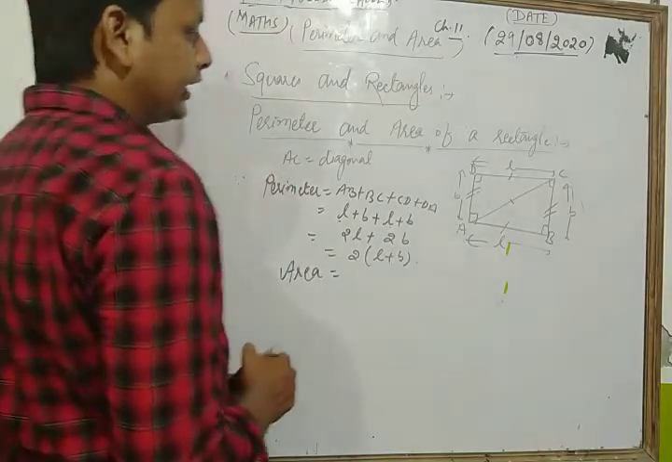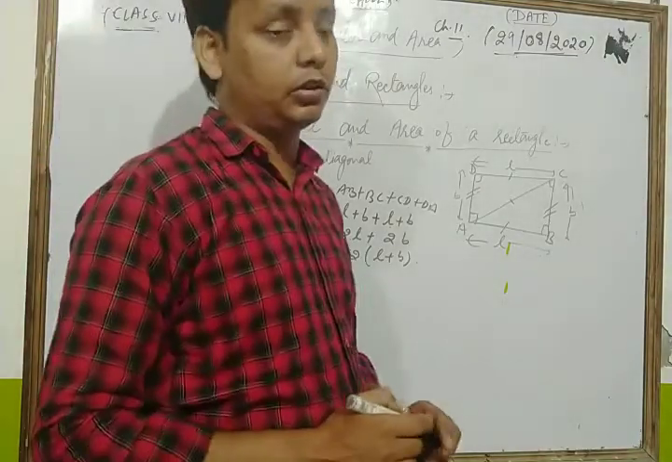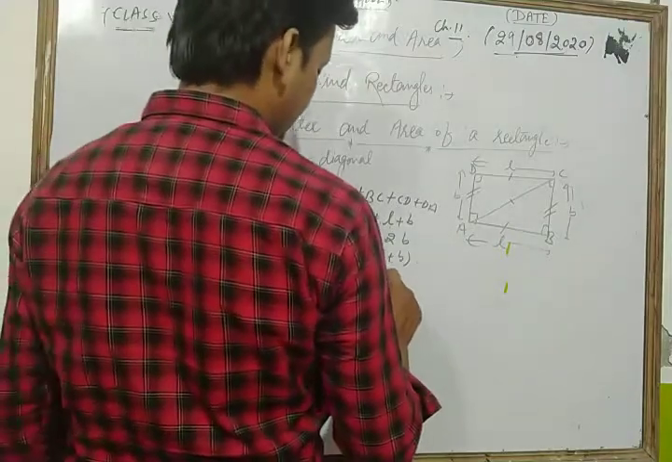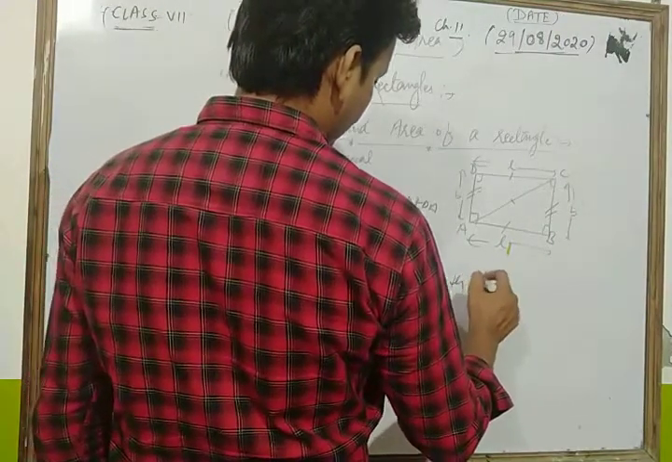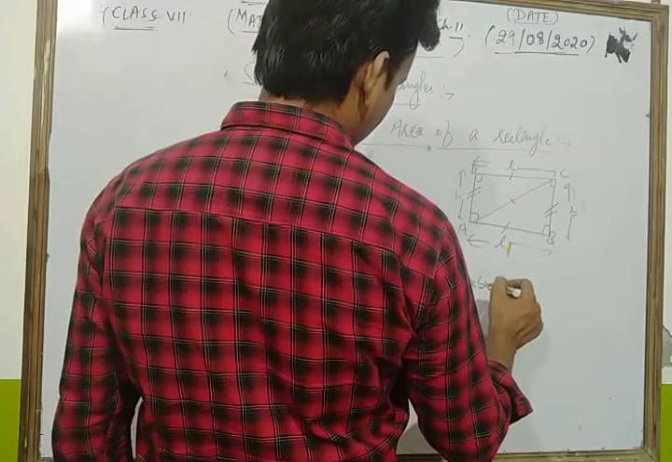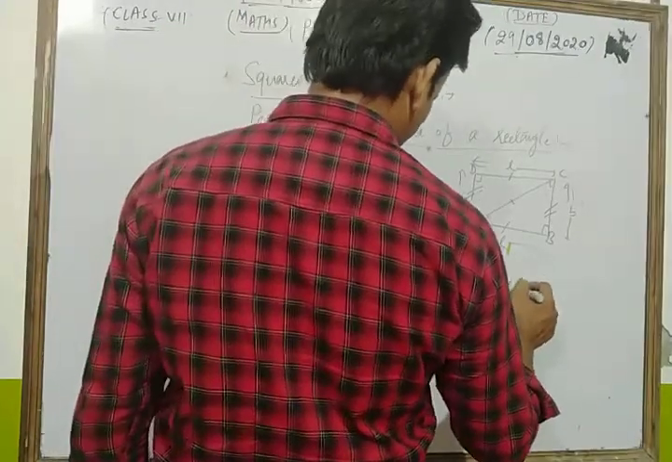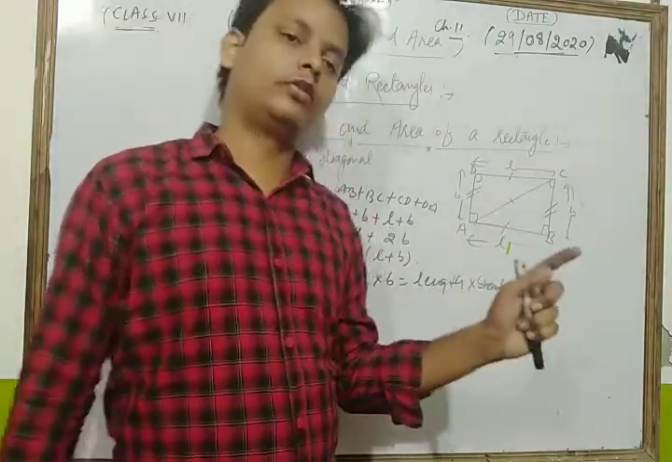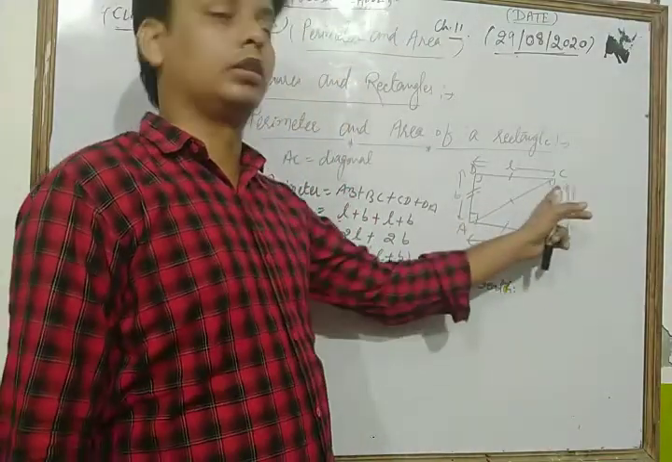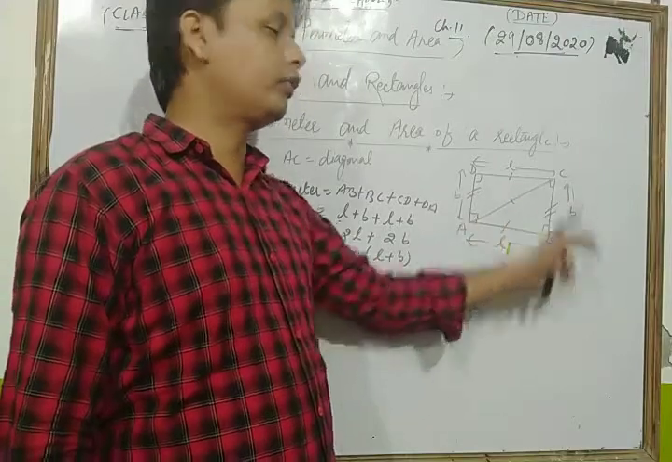The area of a rectangle is what? Length into breadth only. So length is L, meaning length into breadth. Now one important formula of a rectangle is also related to its diagonal. What is the value of its diagonal?